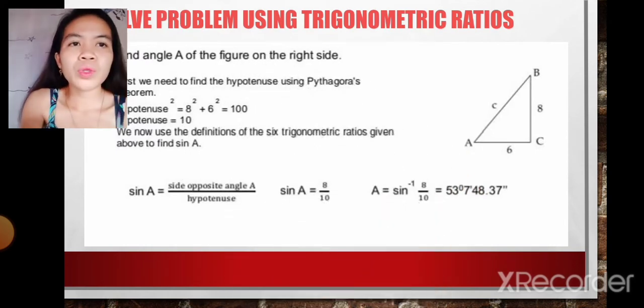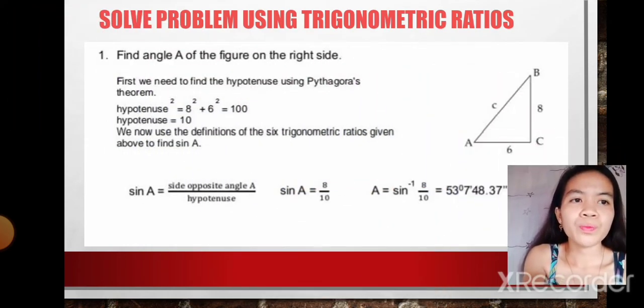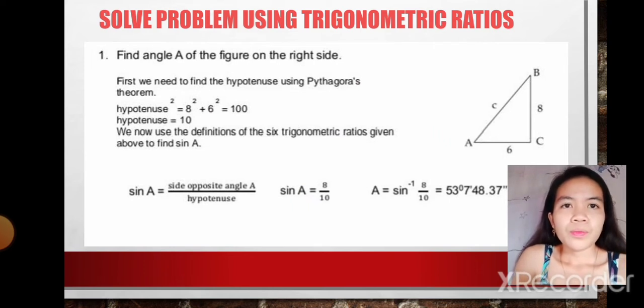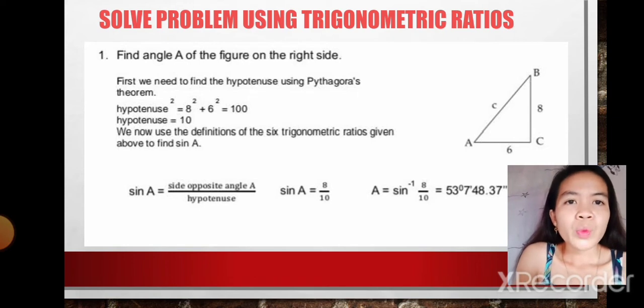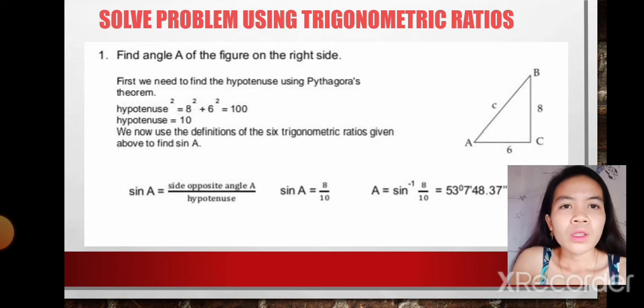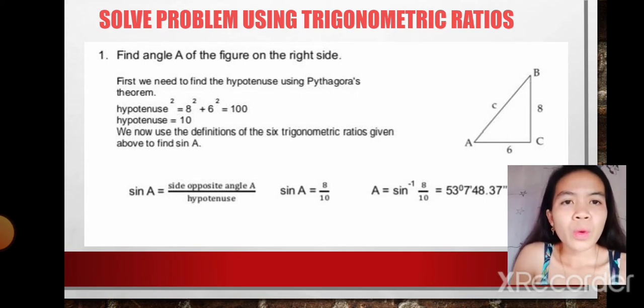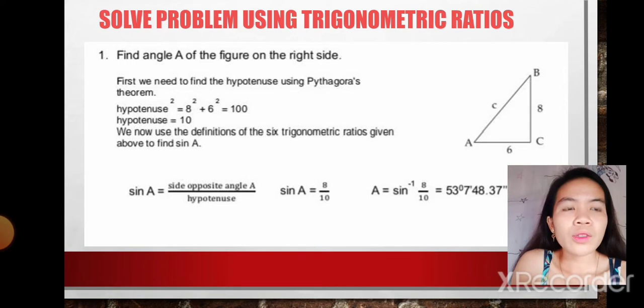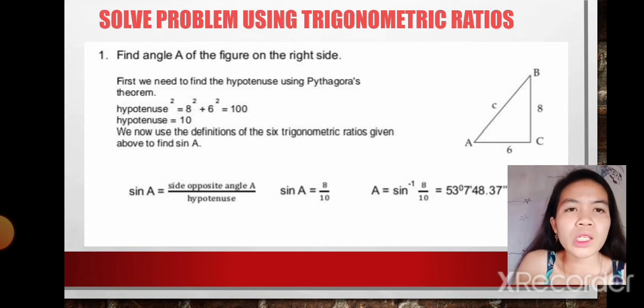So, let's solve problems using trigonometric ratios. Number 1, find angle A of the figure on the right triangle. First we need to find the hypotenuse using the Pythagorean theorem. So, hypotenuse squared is equal to 8 squared plus 6 squared, which is equal to 100.